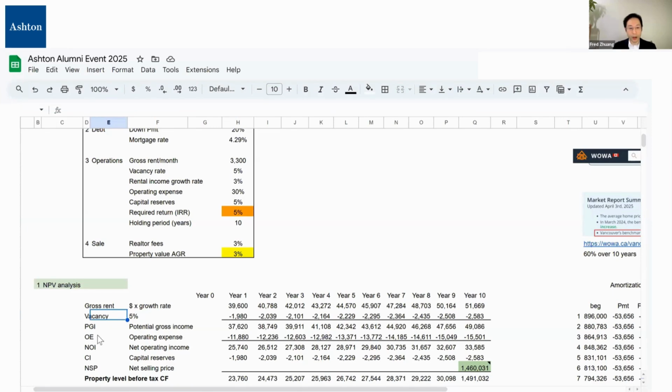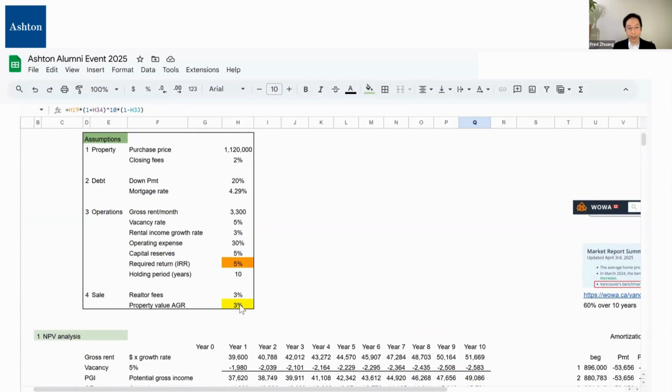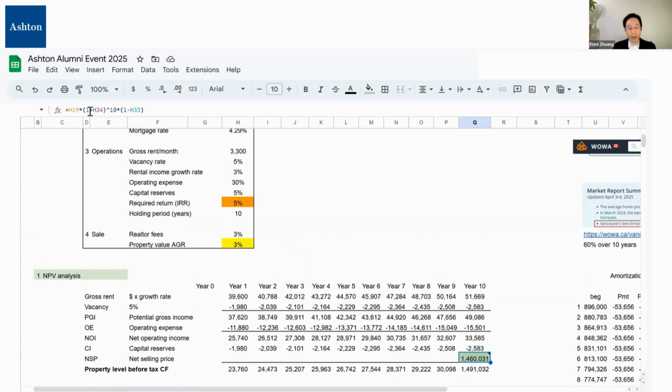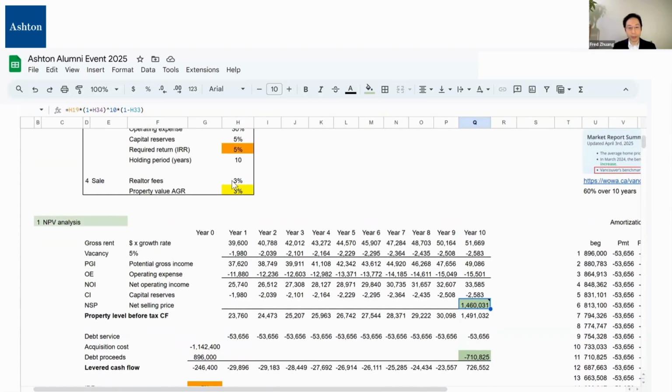And then we reduce the operating expense and the capital reserve, basically utilizing the assumptions. So the 30% operating expense and then the 5% on the capital reserves. At the end of year 10, we hope to sell the property. To get this number, we will take the initial price and use the annual 3% growth rate. So take the initial amount times the 3% growth rate over 10 years, minus the 3% realtor fee.